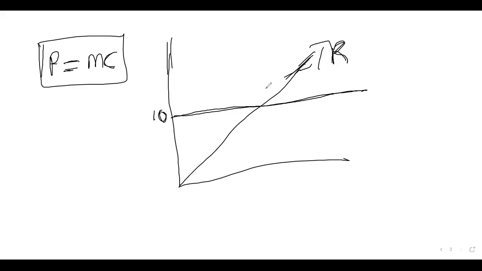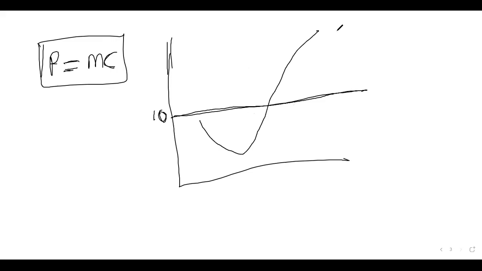Now, we are saying that we maximize profit when the price is equal to marginal cost. So I'm going to draw a marginal cost curve. For now, we don't even need the total revenue curve, but you can put it there if you want. So I'm going to draw a marginal cost curve like this. So the marginal cost curve is like this, okay?